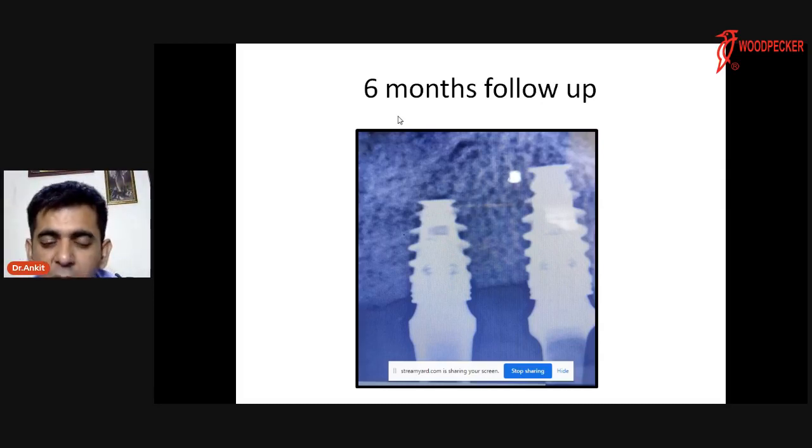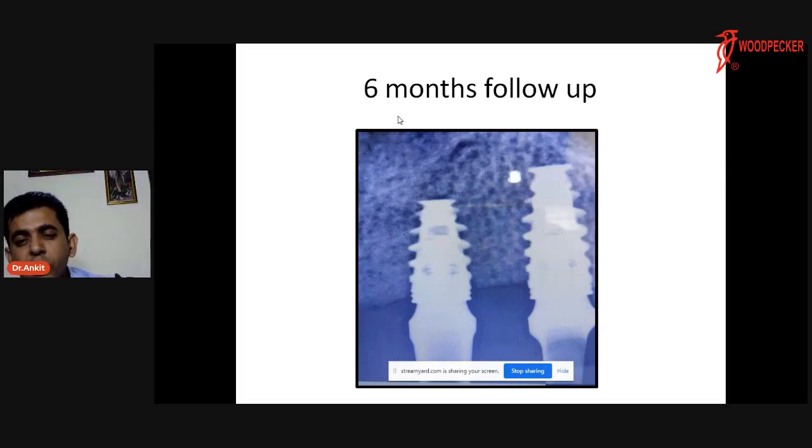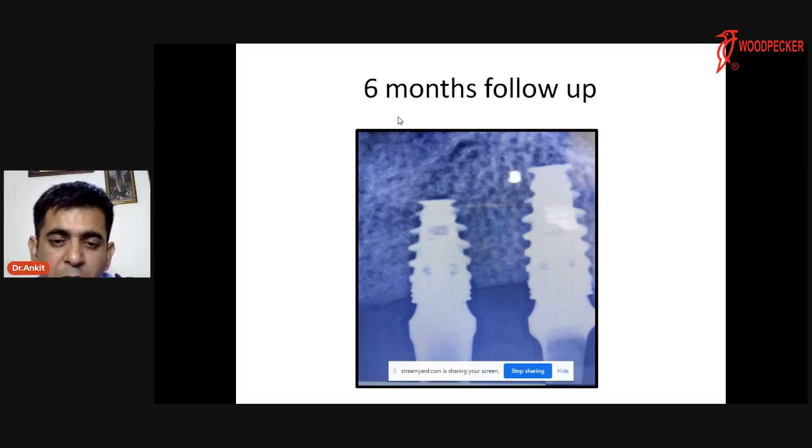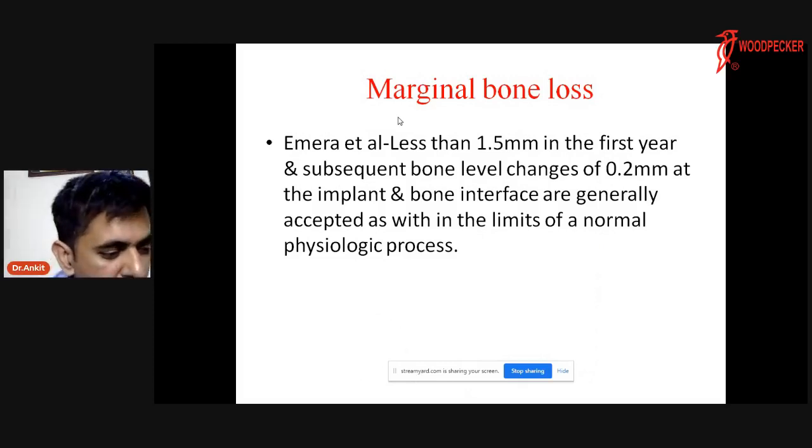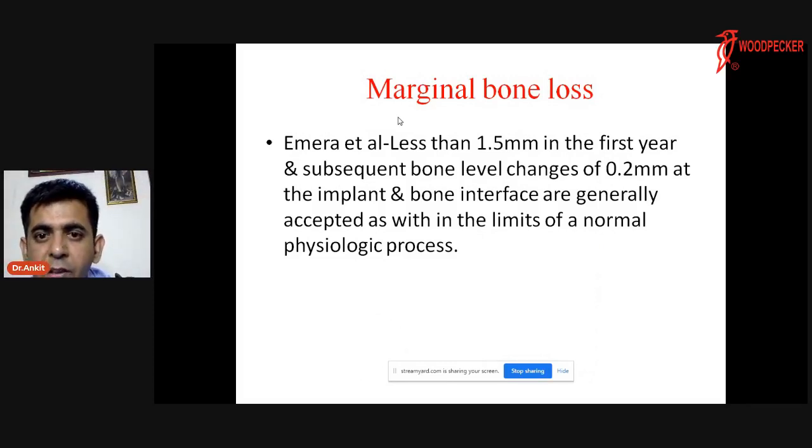So obviously we learn from our mistakes. What we make sure is that there should not be any premature contacts in the prosthesis, and we follow it up closely, so that we do not have any peri-implantitis or ultimately implant failure. And we studied from the literature that Amra has said that if a 1.5 mm bone loss has happened, or in fact less than that, and subsequent bone level changes of 0.2 mm at the implant and bone interface, they are generally accepted as within the limits of a normal physiological process. Okay, as a normal physiological process.